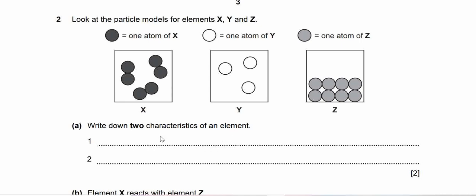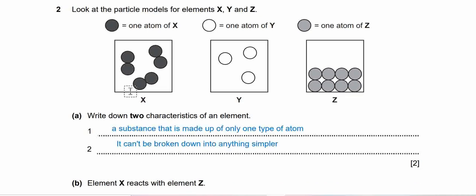Alright, let's open up the answer. Well, if you have not finished, you may pause this video for a while, guys. Let's move on to reveal the answer. Alright, one element is a substance that is made up only one type of atom. We can see that it's the same color, it means same type. And it can't be broken down into anything simpler because it's already simple. And that will be the two characteristics of an element.